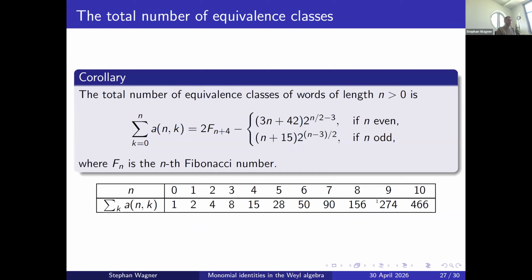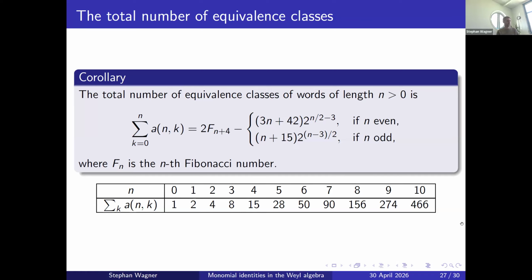As a corollary, if you sum over all values of k, you also get the total number of equivalence classes, which has a somewhat surprising looking formula. The total number of equivalence classes for length n can be expressed in terms of the Fibonacci sequence and powers of 2. There is a slight difference depending on whether n is even or odd. But you have this completely explicit formula otherwise, allowing you to produce the sequence.